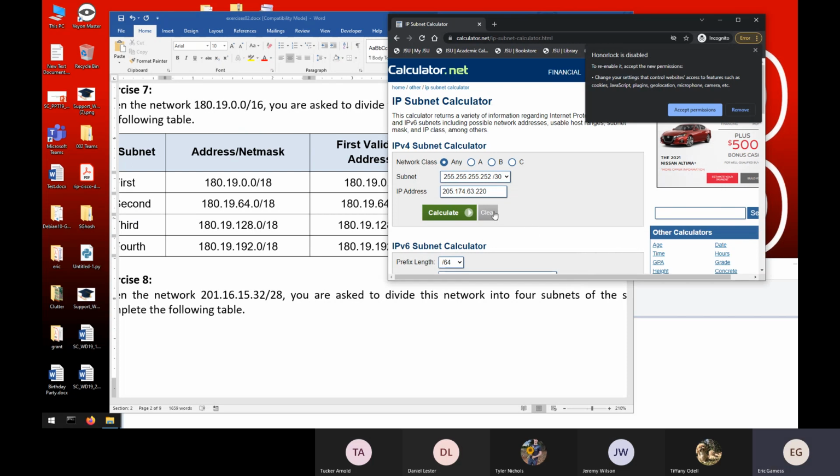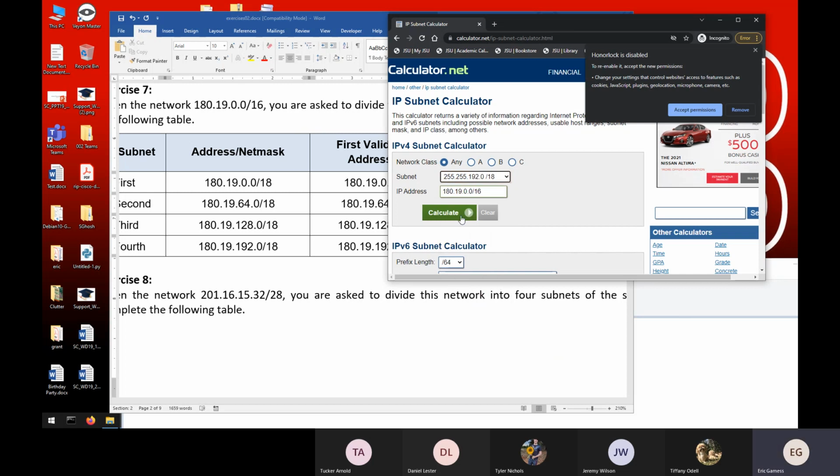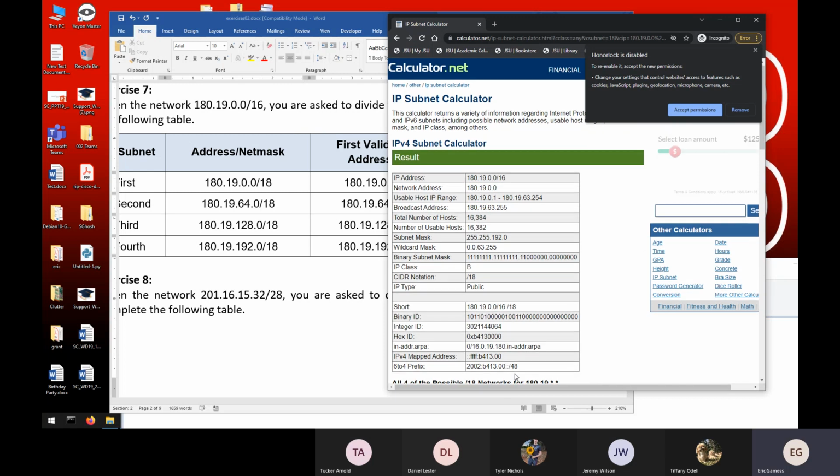So initially, the network that we have is 180.90.0.0/18. And no, /16, sorry. And we want to do a /18. Let me calculate here.